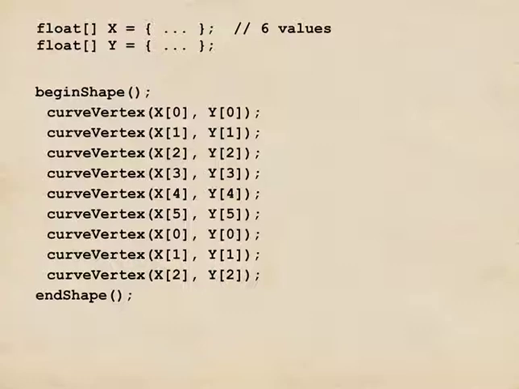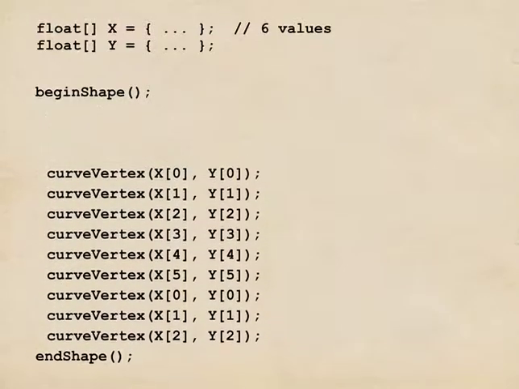Now this works perfectly fine if you have exactly 6 vertices. But suppose you had 150 vertices. You don't want to sit there and type curve vertex 150 times. Of course, what we want to do is to replace as much of this as we can with a loop. So let's go ahead and do that.